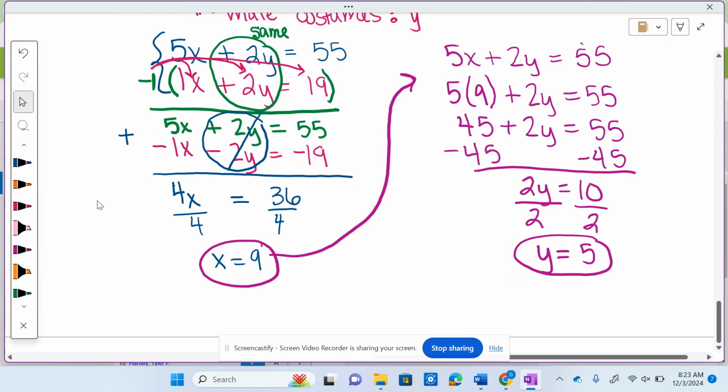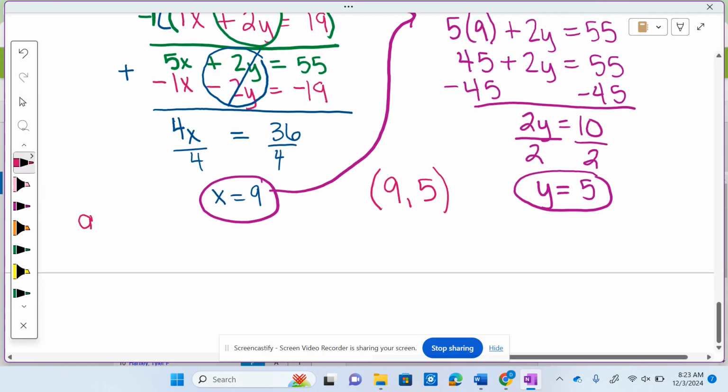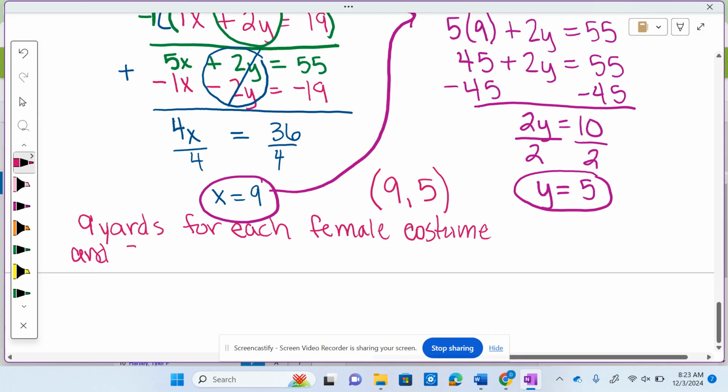So what is my solution? 9, 5. This is a word problem. So what does the 9, 5 represent? So 9 yards for each female costume. And 5 yards for each male costume.